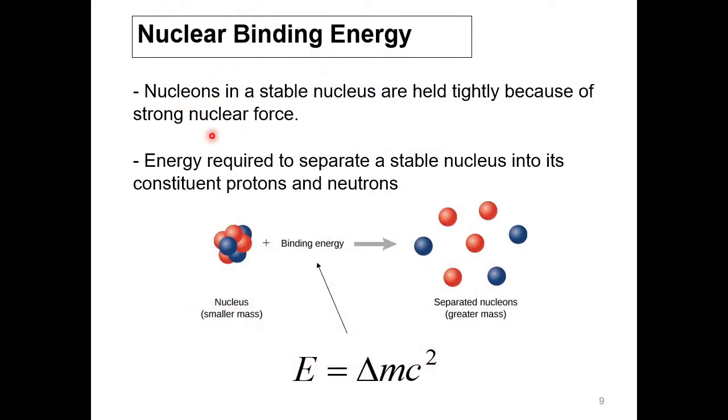Nuclear binding energy. Nucleons in a stable nucleus are held tightly because of the strong nuclear force. So we need energy which is required to separate a stable nucleus into its constituents, protons and neutrons. This is the figure showing the nucleus plus binding energy, which you use delta mc squared, and this is the figure showing the separated nucleons after we combine the nucleus with this binding energy.